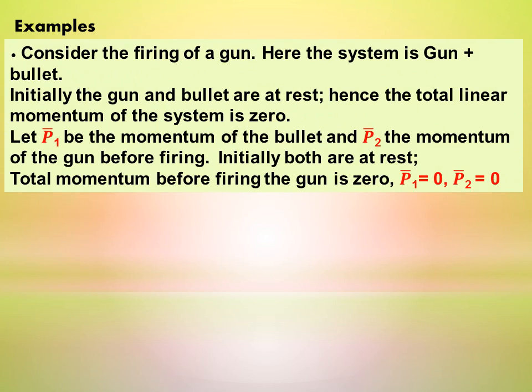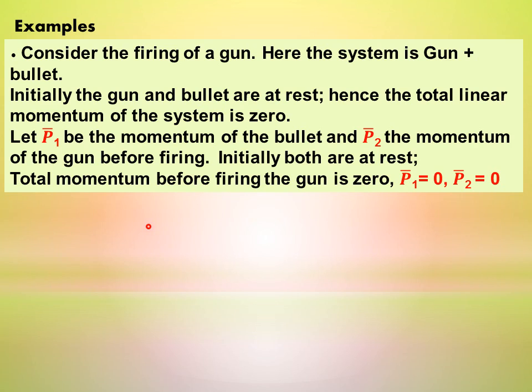Let's see some examples of conservation of total linear momentum. First, let's consider the firing of a gun. Here the system is the gun plus the bullet. Initially the gun and the bullet are at rest, hence the total linear momentum of the system is 0.